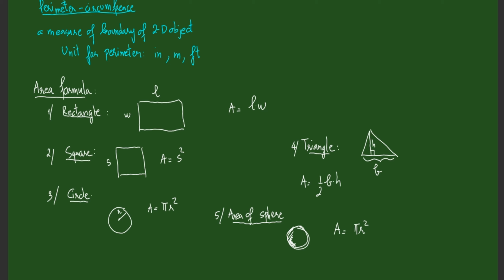No, I think I messed up. Not this. The second one will be 4 pi r squared. Okay.